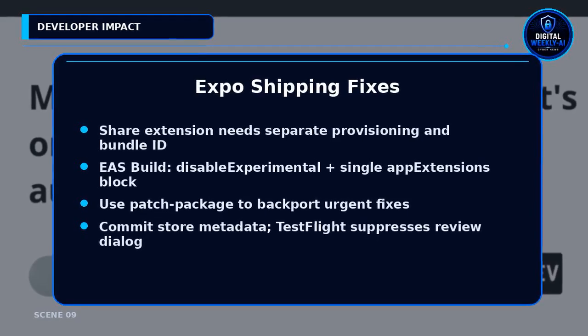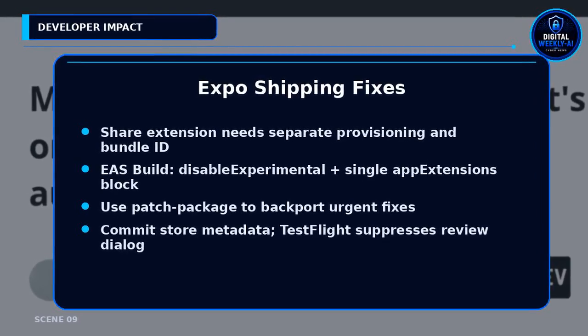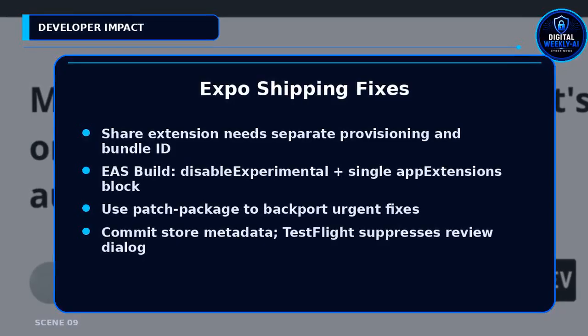Expo shipping landmines. Share extensions are a second binary and need their own provisioning profile and bundle ID. EAS build can fail on duplicate app extensions entries. The workaround used disable experimental true and one handwritten app extensions block. A library bug requiring SDK 53 was backported with patch-package while keeping SDK 52. Commit store metadata to avoid corrupted App Store listings. And note SKStoreReview does nothing on TestFlight.